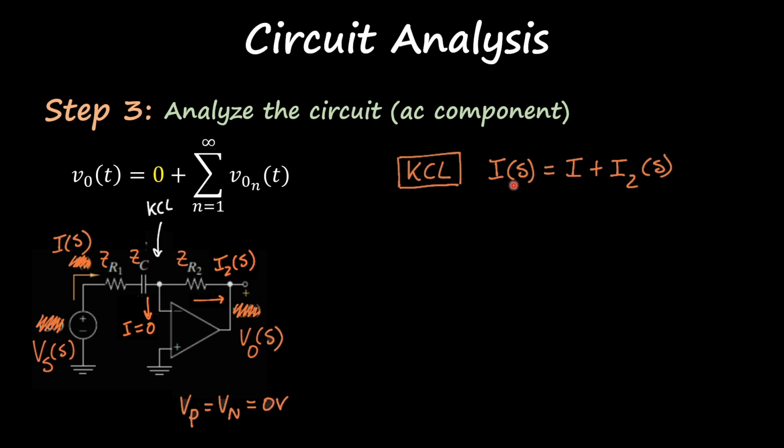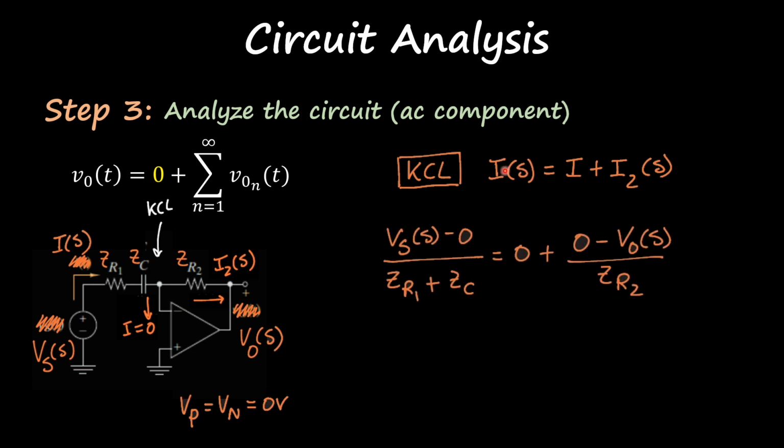So if I apply KCL at that node, the current entering is equal to the current leaving, so IS is equal to 0 plus I2S. And then if I apply Ohm's law on each one of these components, IS is going to be this potential minus 0 divided by the respective impedance, and it's equal to 0 plus this voltage, 0 minus V0 over ZR2.